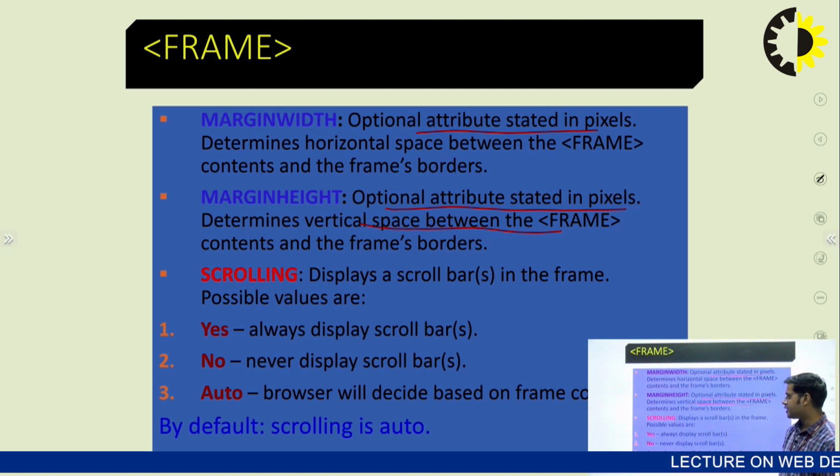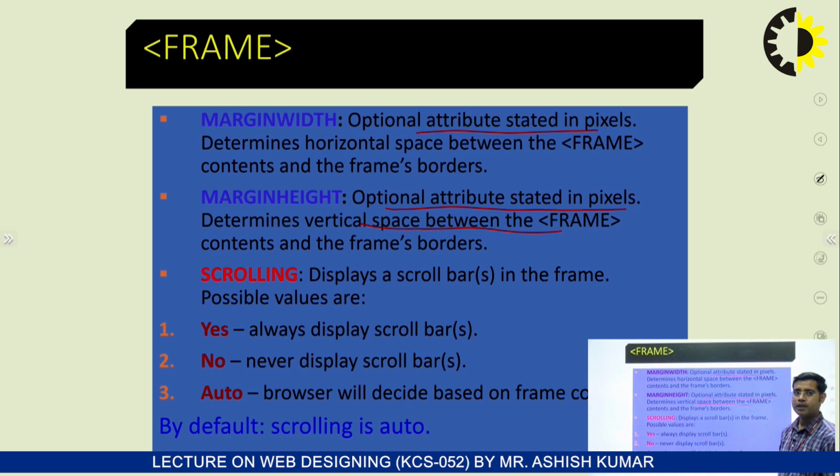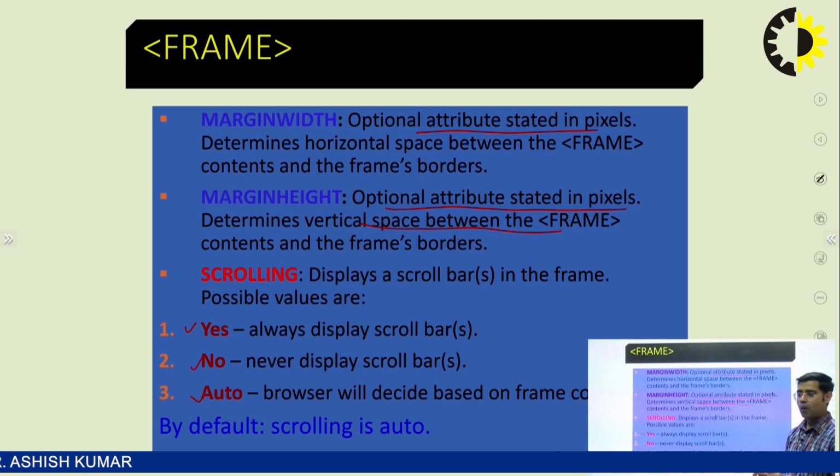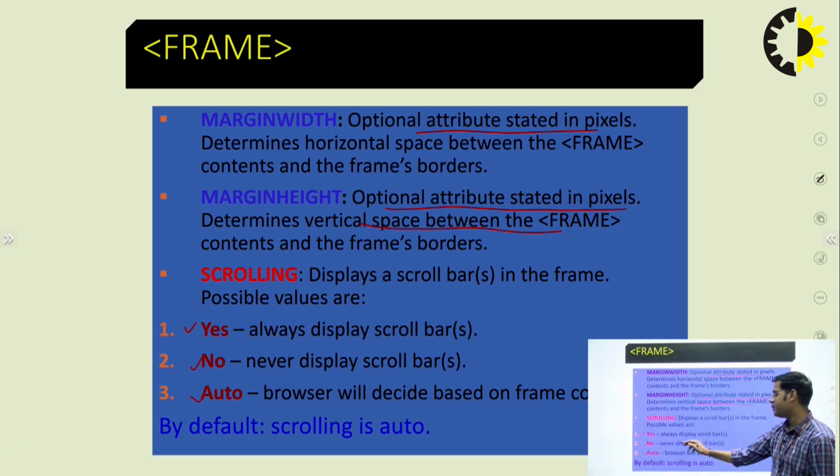Then another important attribute is called scrolling. Scrolling is used to display scroll bars in the frame. The possible values are yes, no or auto. If you provide the value of scrolling as yes, it means it always displays the scroll bar, so you can scroll the mouse and your screen is scrolled from top to bottom. Similarly, if you provide the value of scrolling as no, it never displays the scroll bar, and if you provide the value auto, the browser will decide based on the frame content. By default scrolling is auto.